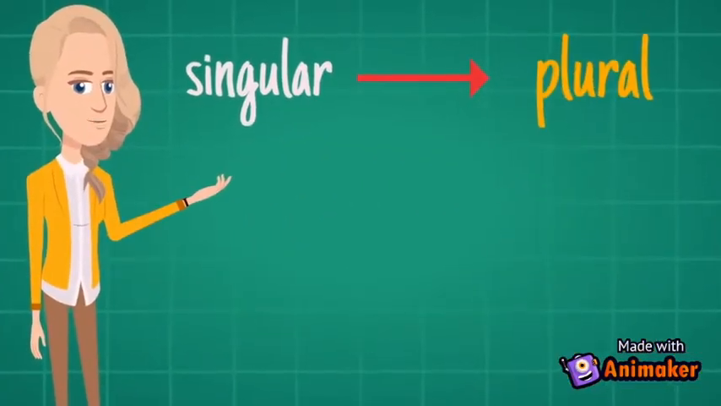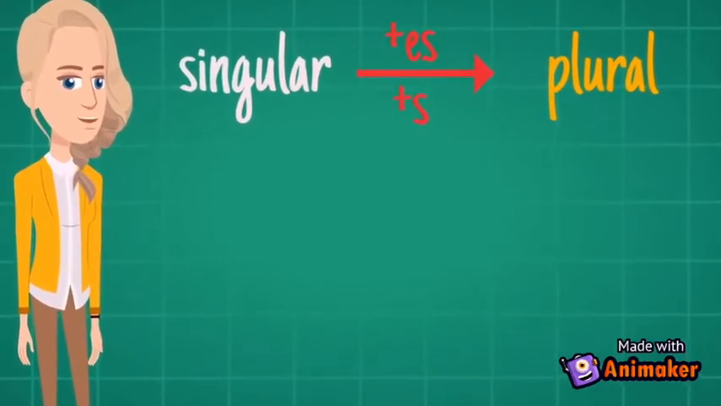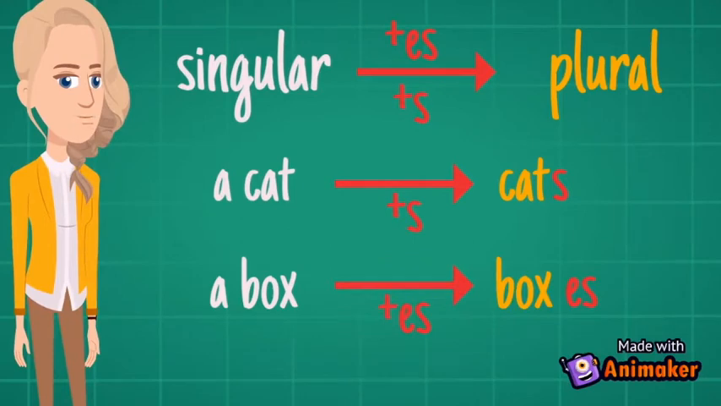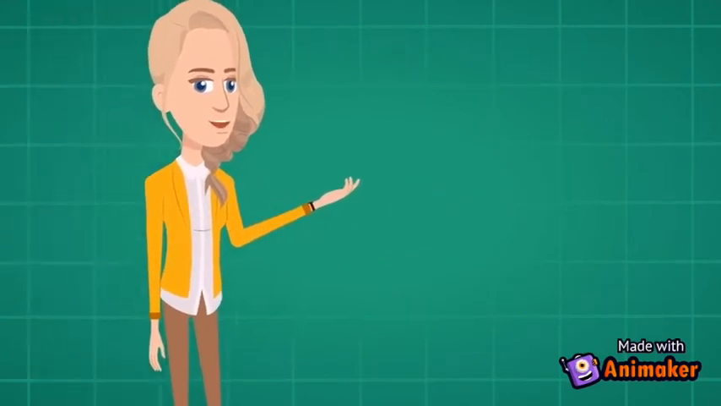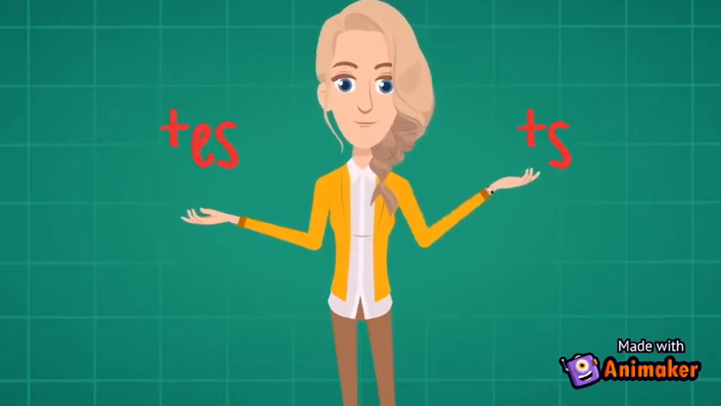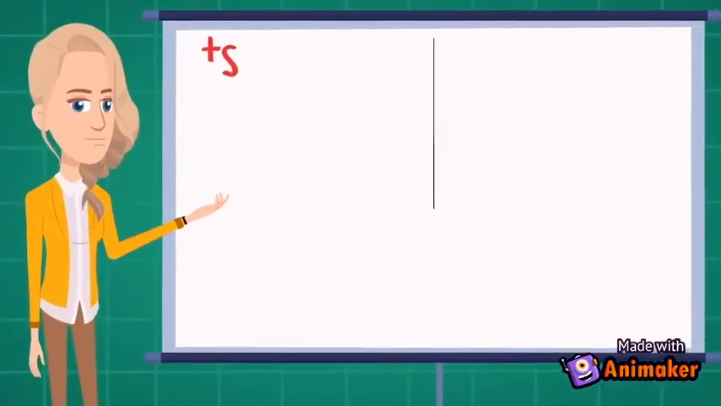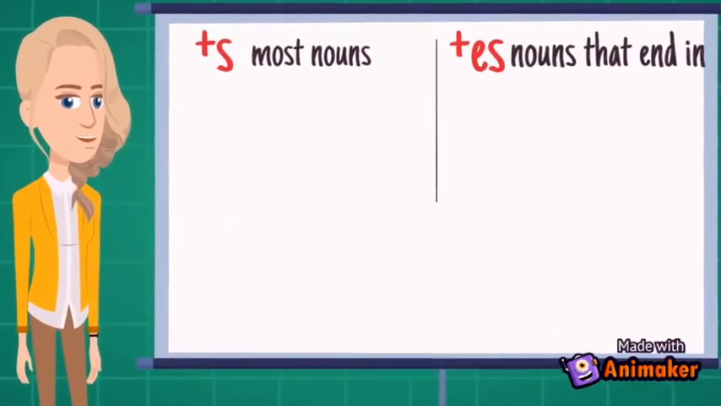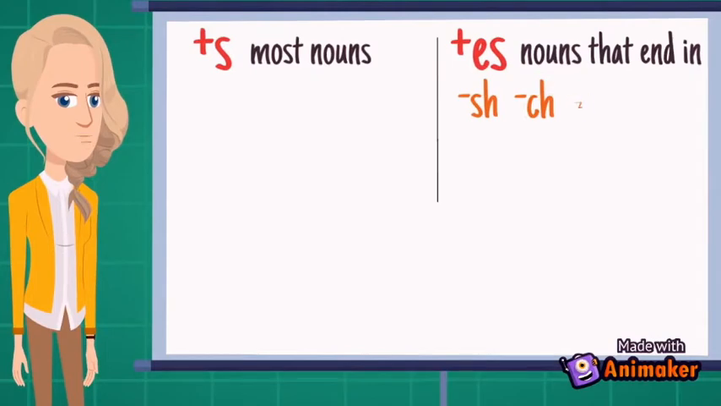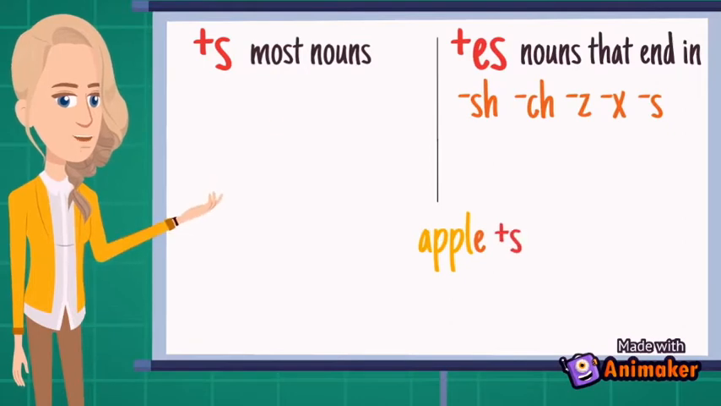As you've probably noticed, to make a singular noun plural, all we need to do is add a suffix s or es. The question is, when do we add a suffix s and when do we add es? Generally, to make a singular noun plural, we simply add suffix s. But if a noun ends in sh, ch, z, x, or s, we add suffix es. Here are some examples.